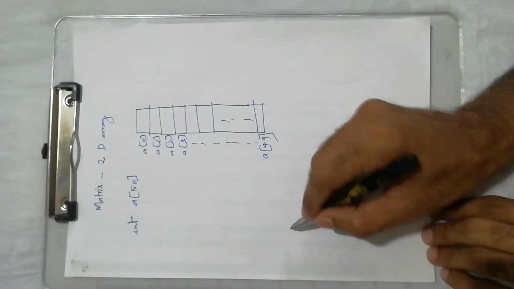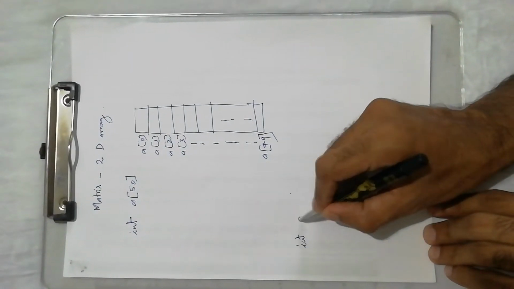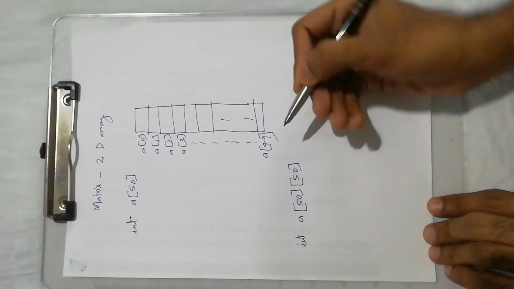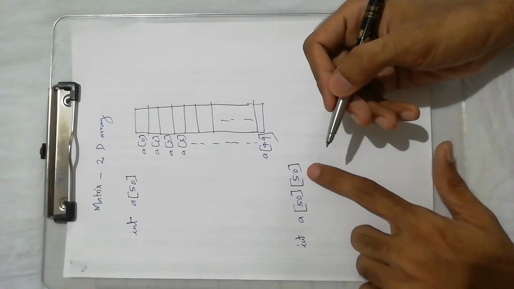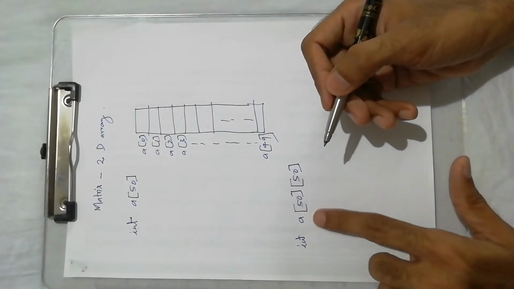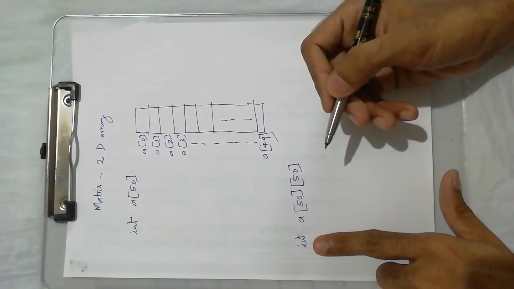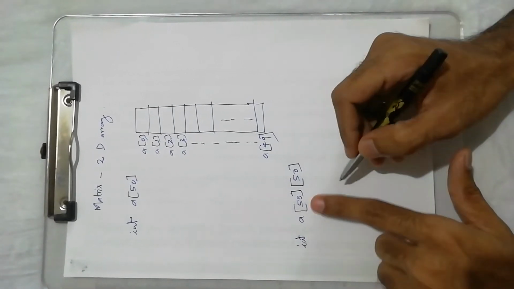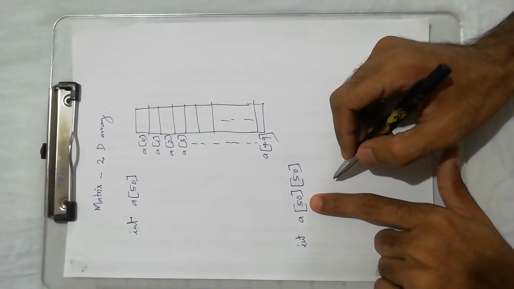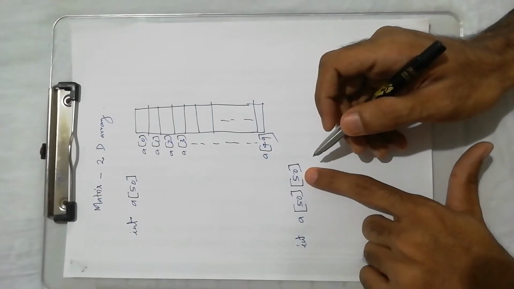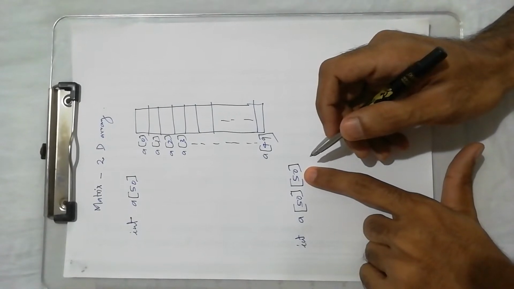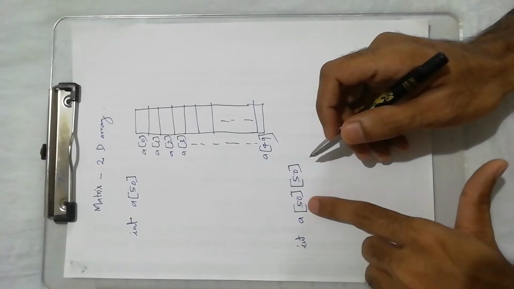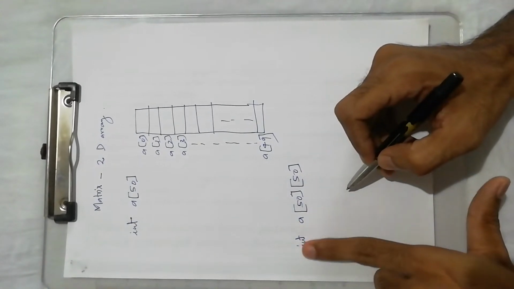For example, int a[50][50]. In a[50][50], a is an integer matrix, or a two-dimensional array, having a maximum of 50 rows, each row having a maximum of 50 values or 50 columns. That is what is happening. That means a[50][50] means a is an integer matrix.